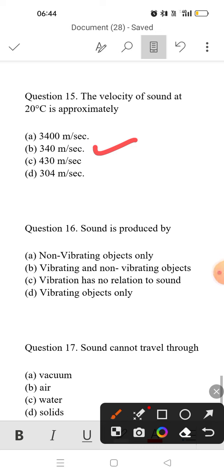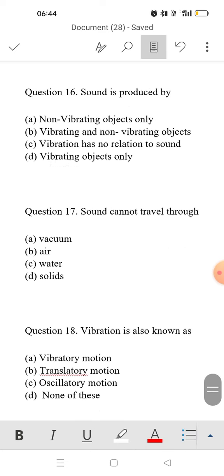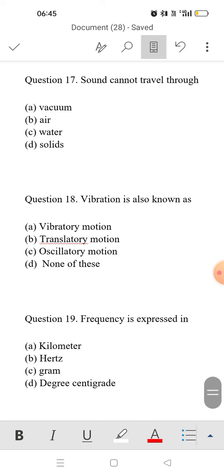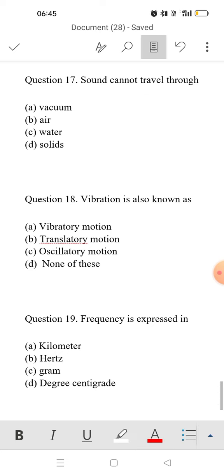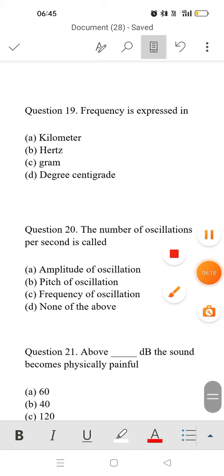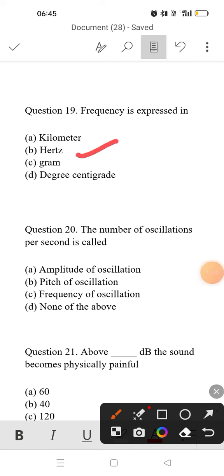Question 16: sound is always produced by vibrating objects only. If there is no vibration, then there is no sound. Next, question 17: sound cannot travel through vacuum. Vibration is also known as oscillatory motion. Frequency is expressed in, meaning what is the unit of frequency? Frequency is expressed in hertz.